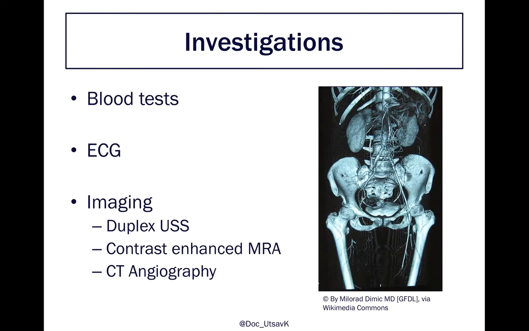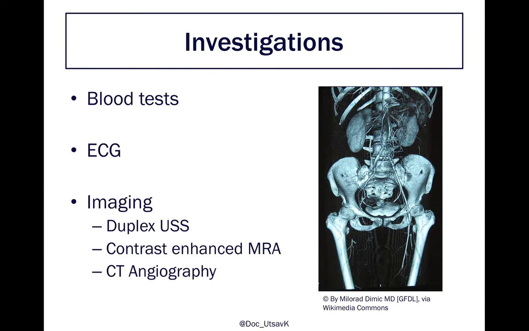So what investigations would we do for these patients? Initially, we would want to do routine blood tests and an ECG for all patients, and the blood test should include a lactate, hemoglobin, and coagulation and a thrombophilia screen, particularly for young patients, include a D-dimer and a group and save in case they need to be taken to theatre, and an ECG to show for cardiac causes as well.